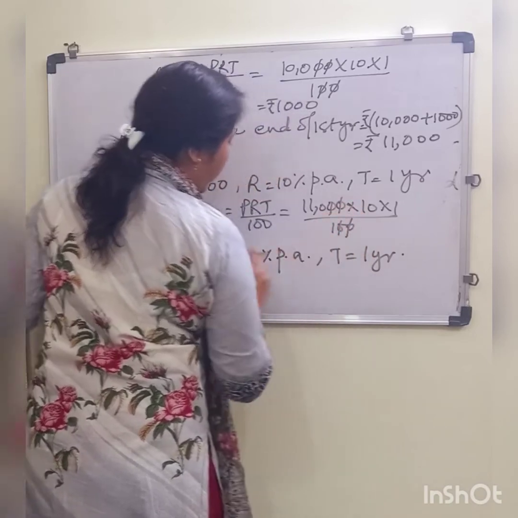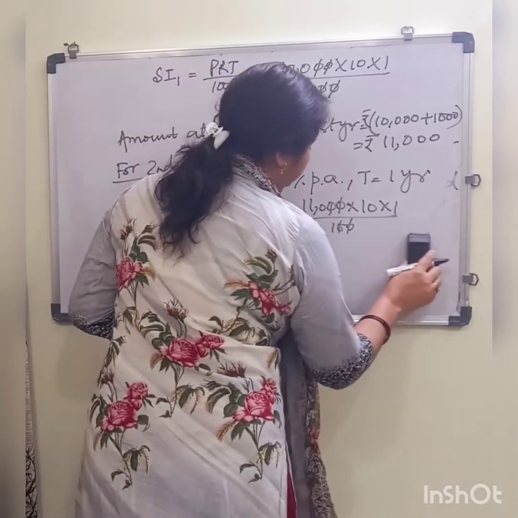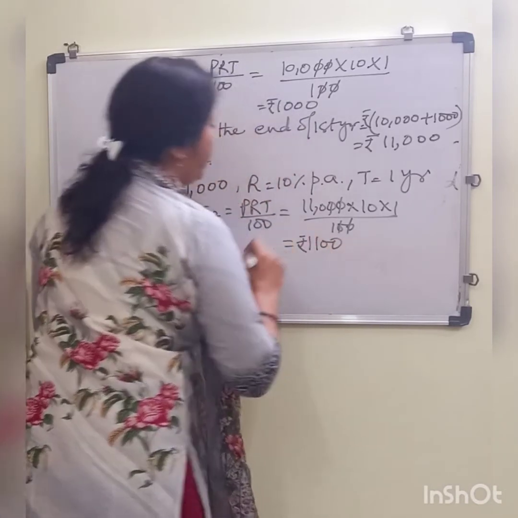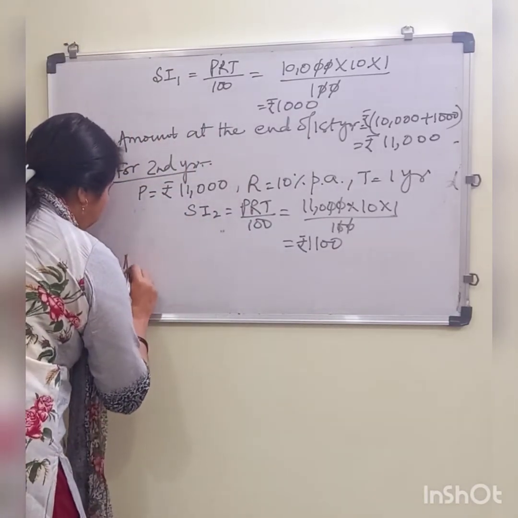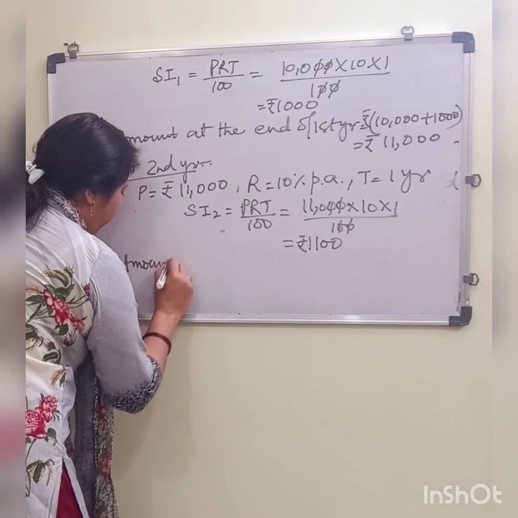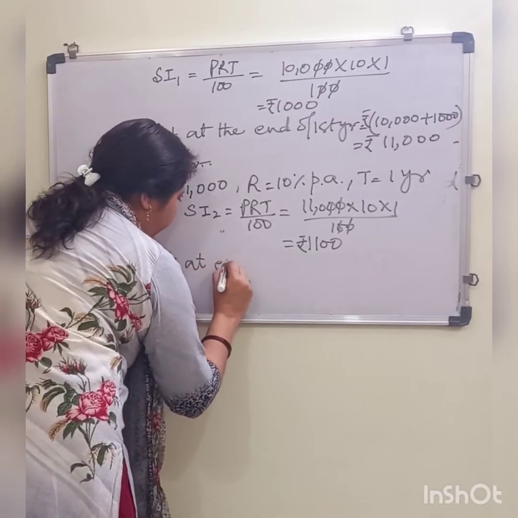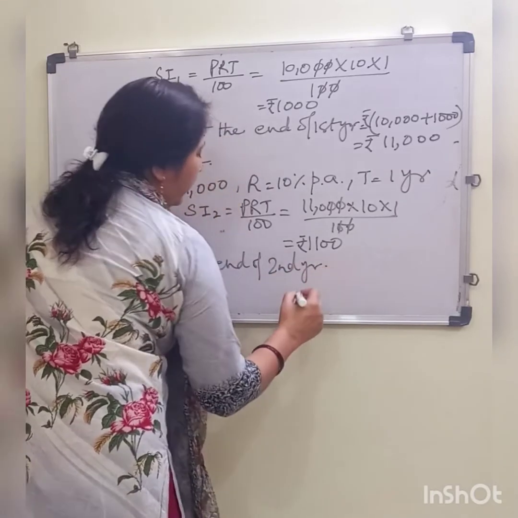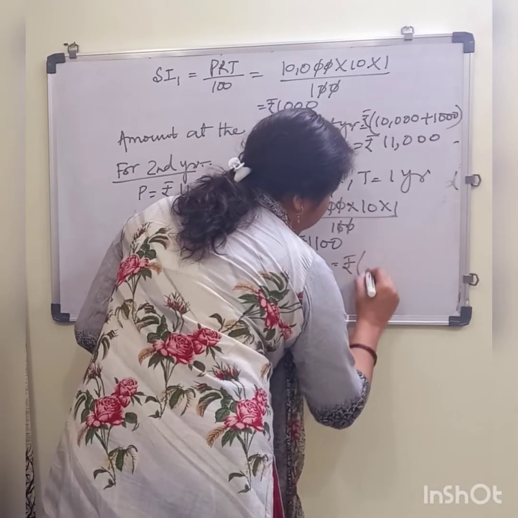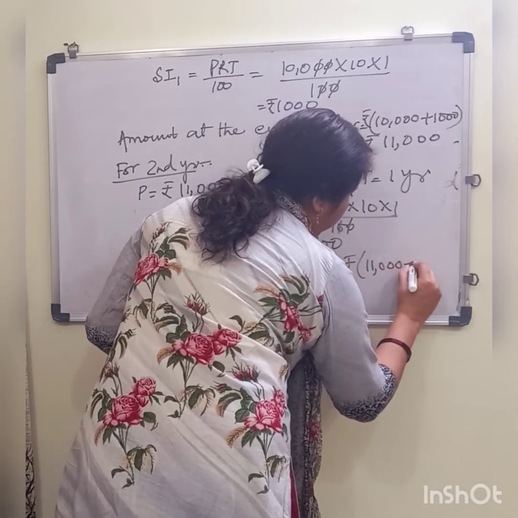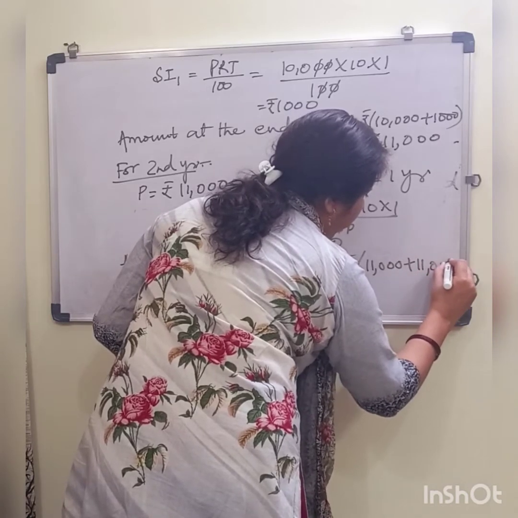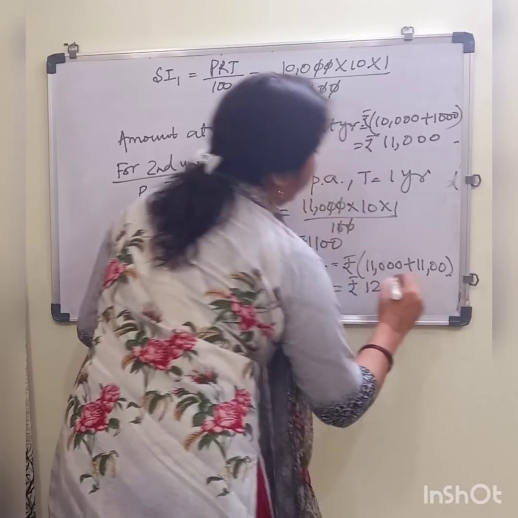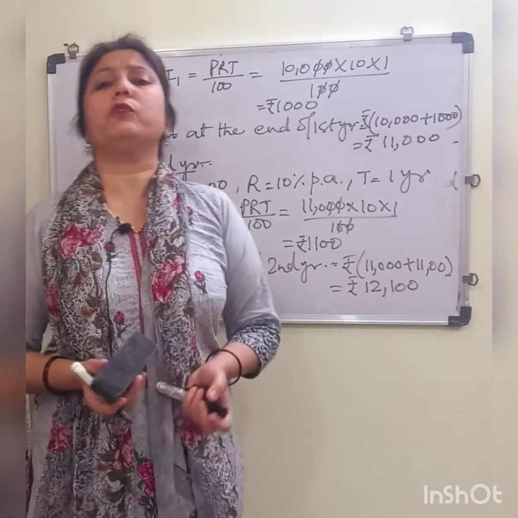Now what you have got? Your second year interest is 1100 rupees. So amount at the end of second year is equals to rupees 11,000 plus 1100. So that becomes rupees 12,100. This is your final amount because your question was for 2 years.